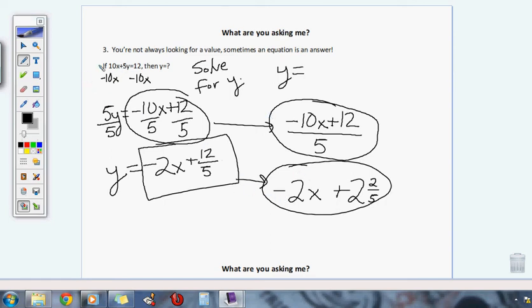Now again, I could have had you do this whole process for what does x equal? You just need to look at the problem and see what variable they want you to solve it for.